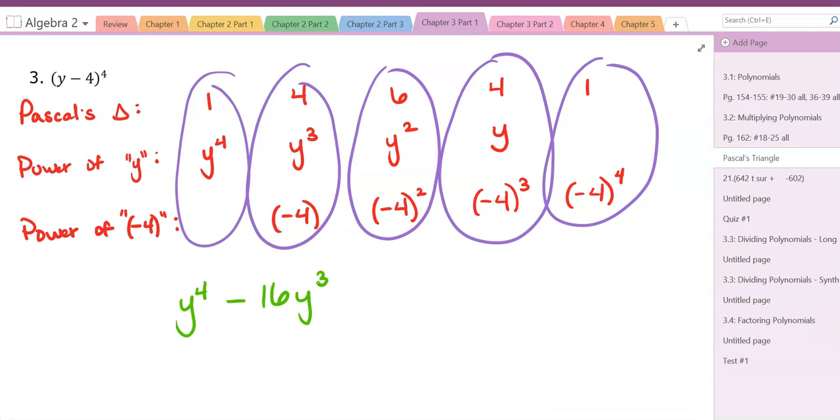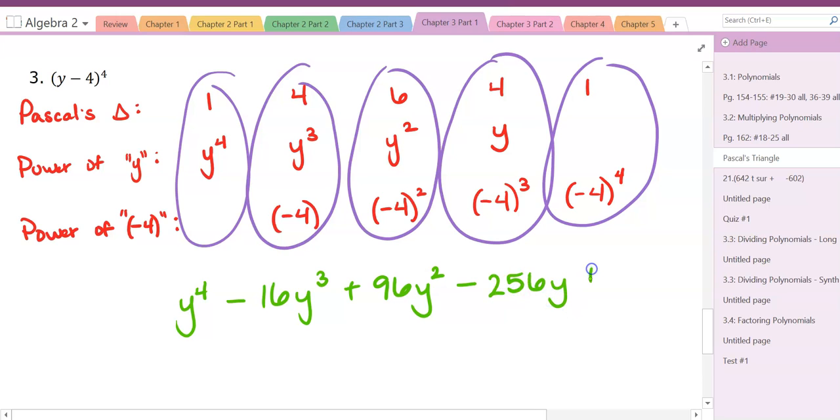Now this next one, negative 4 squared, that's going to become positive 16. Times 6 is going to bring us up to 96. So plus 96y squared. Then we should have minus 256y. And then plus 256. Notice on those that the signs just seem to alternate. Minus, plus, minus, plus. So that pattern's going to happen on these types of problems where you have a minus sign in the problem there. It's just going to change. It's going to alternate those signs between a plus and a minus sign. Okay, so this should have been your answer.